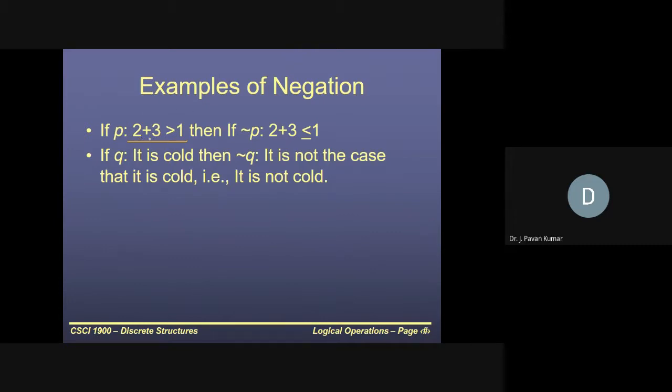What is the truth value of P? 2 plus 3 is greater than 1. The truth value of P is true. Why? Because 2 plus 3 is 5, and 5 is greater than 1. So it is true. Negation P should be false, isn't it? Negation P should be false.